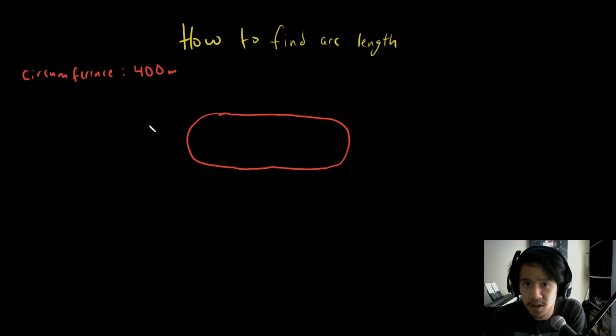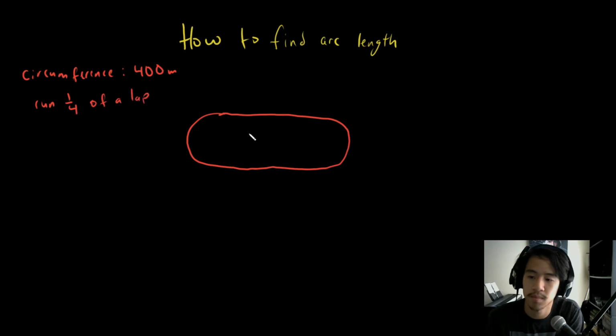And let's say, because you're a sprinter, you're not going to run the full lap. You're only going to run a fourth of a lap. So the question is, how far are you going to run? I think both you and I know how you would do this. You would take 400, you would multiply it by 1 over 4. So you get 400 divided by 4, that's 100 meters.